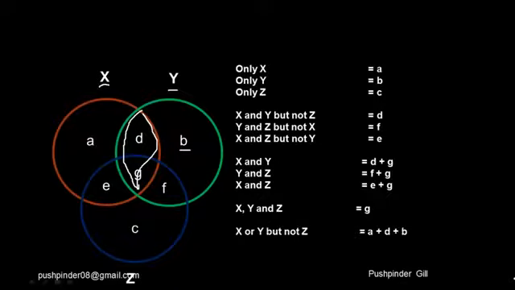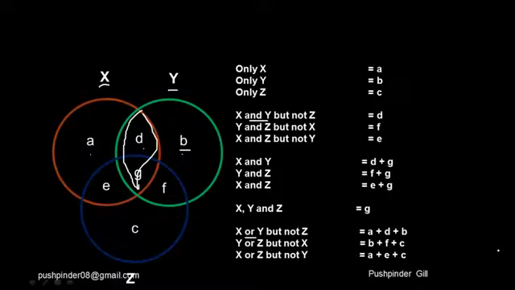Now if someone asks X or Y but not Z, you understand the difference between and and or. And means both have to come. Or means either of them can come. So X or Y but not Z means A plus D plus B. Y or Z but not X means B plus F plus C. X or Z but not Y means A plus E plus C. So this is simple basic stuff.